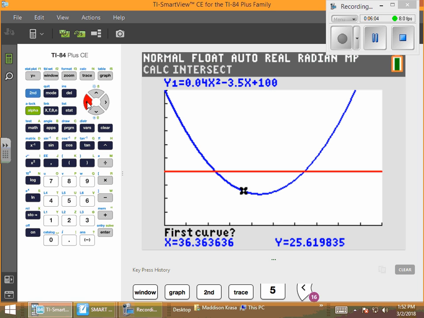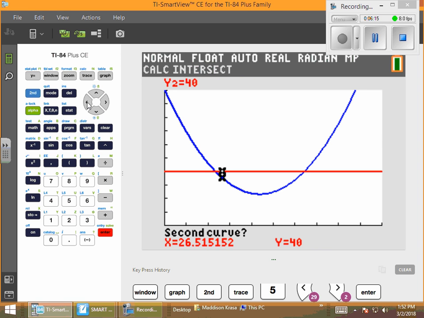Okay, and you just want to be somewhere close to that intersection. Oh, mine's going to keep going. Okay, that's pretty close. That's good. And hit enter. And now it says second curve. But your graphing calculator is going to almost just automatically jump to that second curve or that second line. And it's fine where it's at, so just press enter.